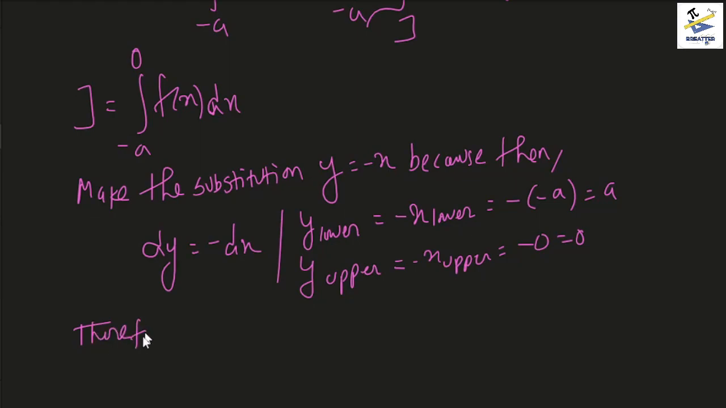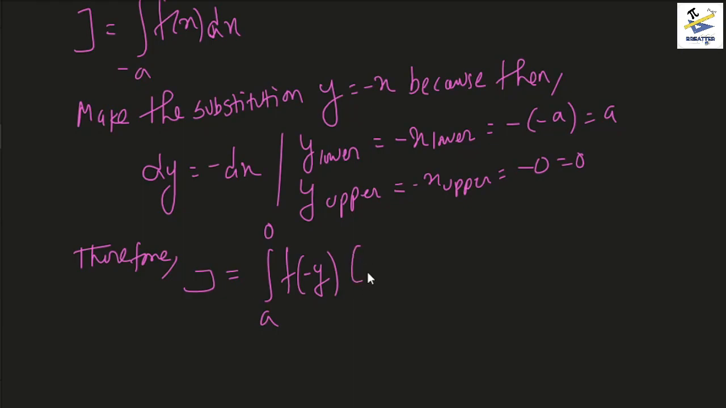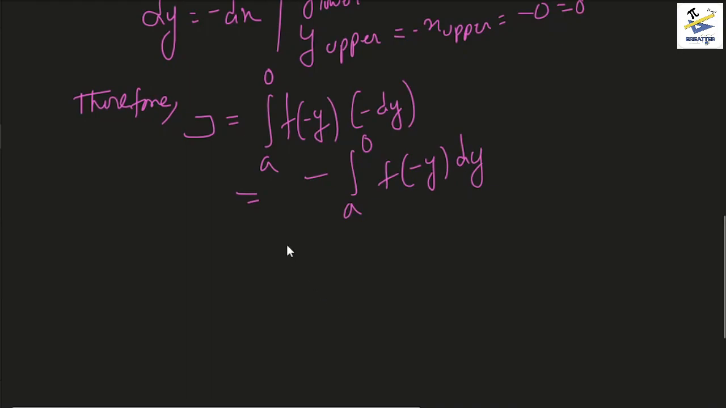Therefore y lower is a, y upper is 0, f of x becomes f of minus y, and dx becomes minus dy, right? So basically we have a to 0 of f of minus y dy. Now since definite integrals are independent of variable changes, we can write this as a to 0 f of minus x dx, right?